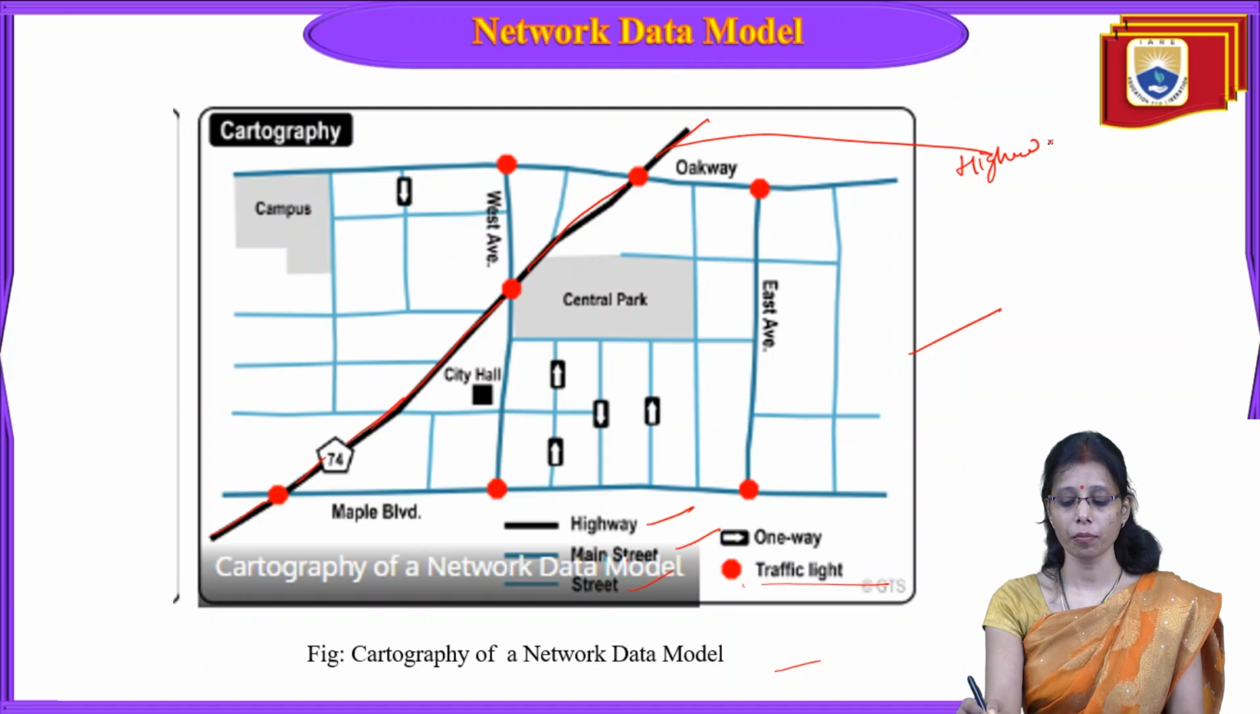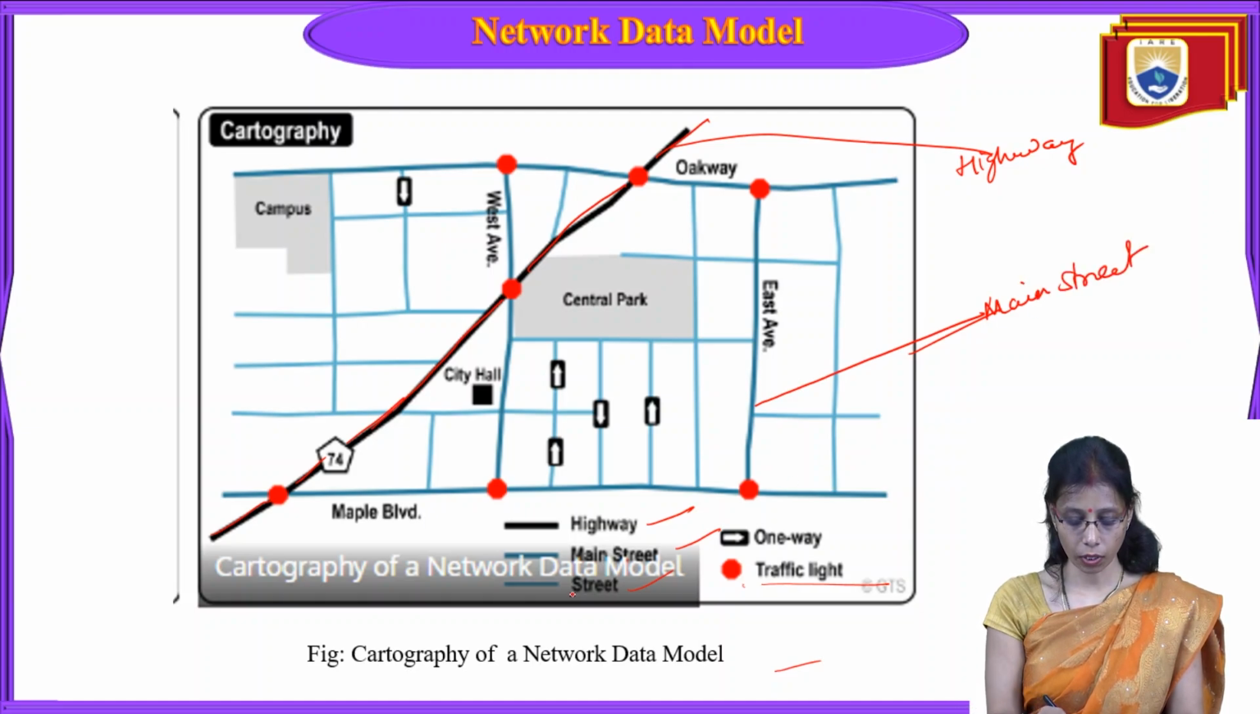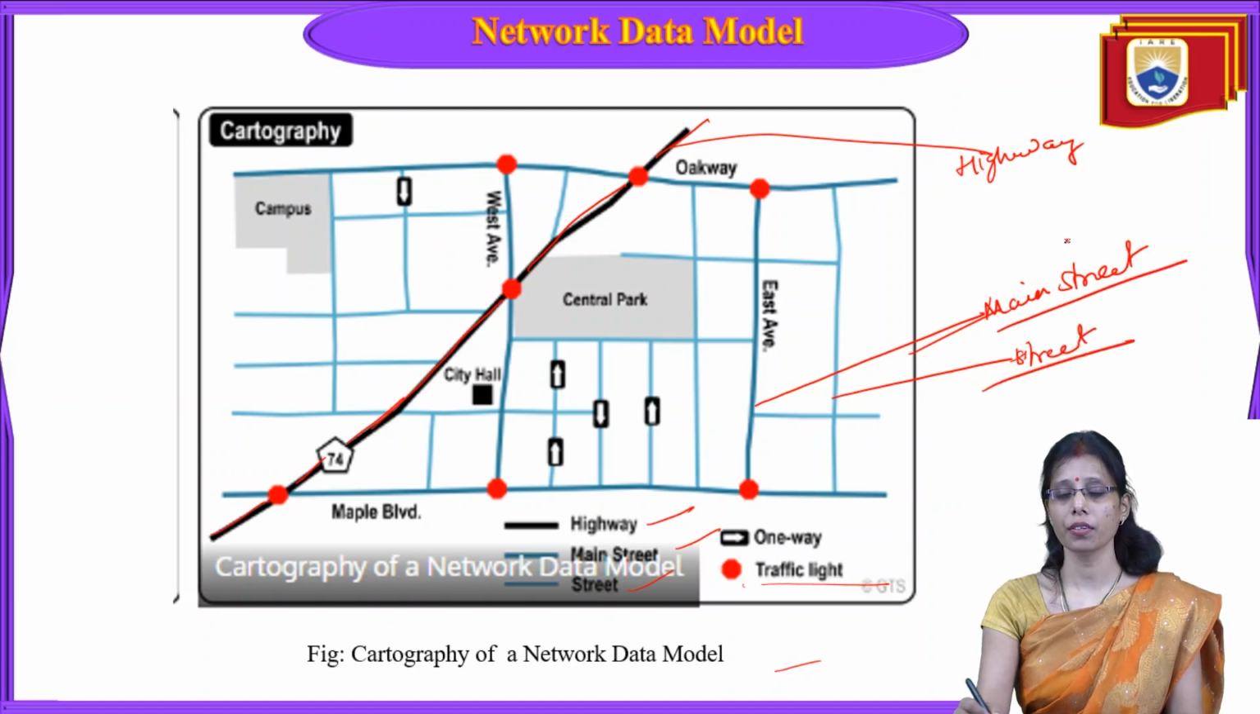So this is highway. Okay, now you can see here these lines are shown as the main street. You can see that compared to this local street, the main street is a thicker line. Here you have a thinner line, which is called the street. So you have street, you have main street, you have highway.